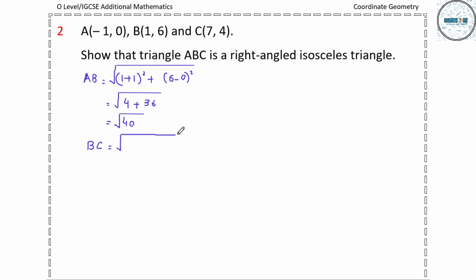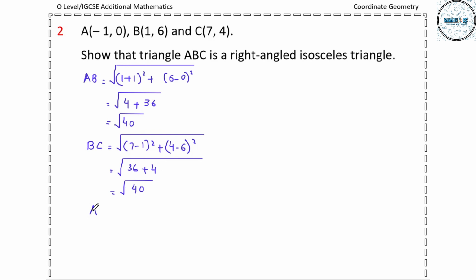Now we will take out BC, for which we have to use the coordinates of B and C. Seven minus 1 whole square plus 4 minus 6 whole square. So we have 7 minus 1 is 6, 6 square is 36. 4 minus 6 is minus 2 square is 4. So we have here as well under root 40.